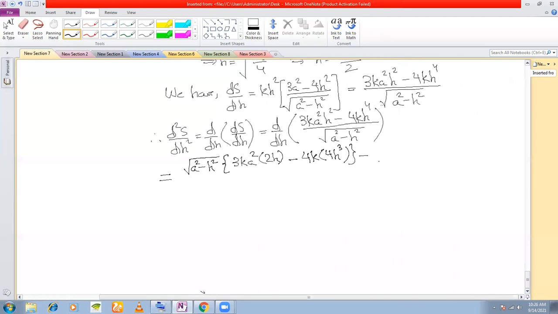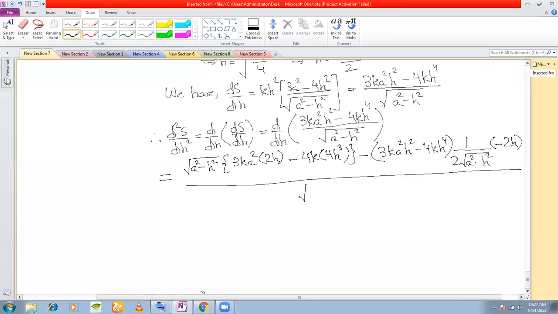U here is 3k a square h square minus 4k h to the power of 4. This is u into ddx of the denominator. How do you differentiate the denominator? First differentiate the radical, 1 by 2 root a square minus h square, and then you differentiate what is within the denominator, which is minus 2h. This entire thing must be divided by the square of the denominator, right? So this is in the next step.